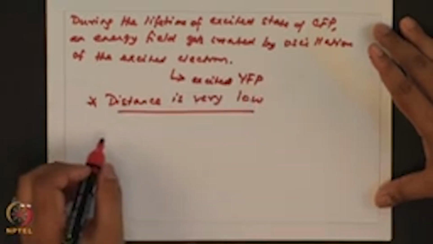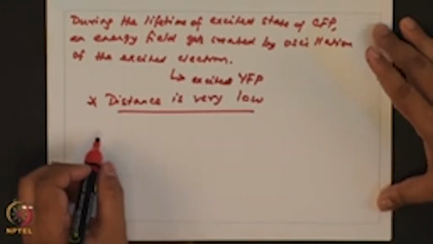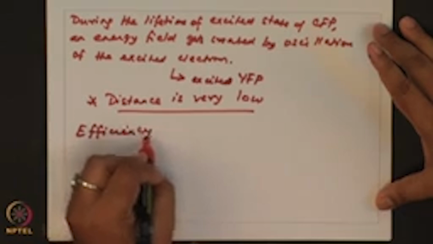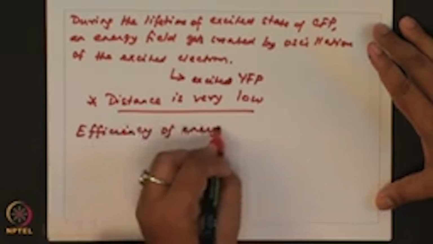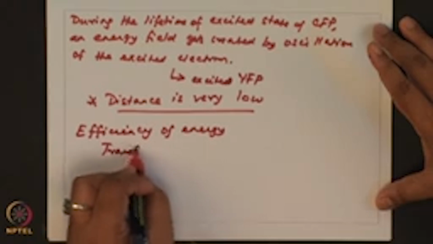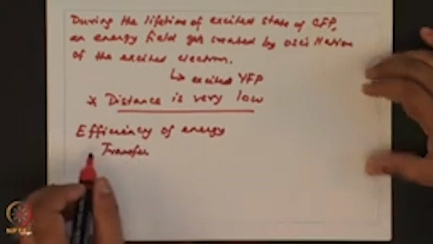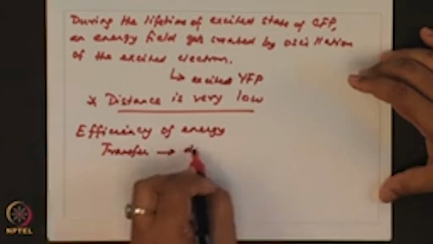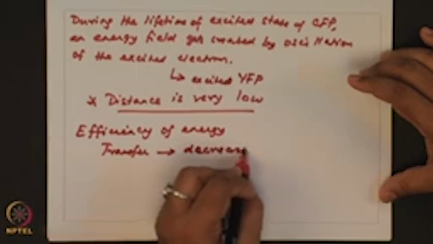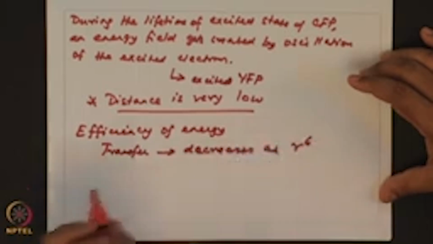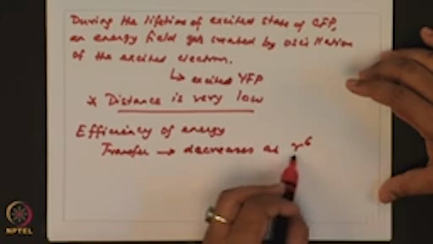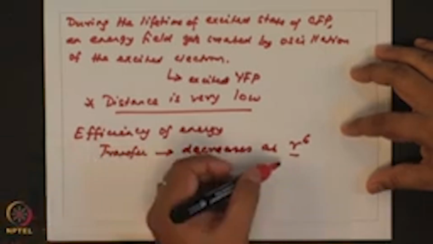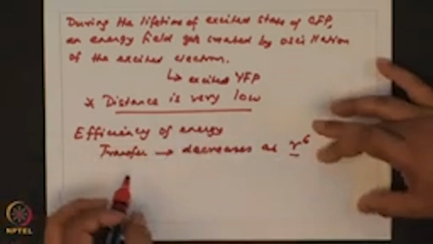Okay. Now, how low is low? So, what has been shown is that the efficiency of this transfer of energy decreases as r to the power 6, which means if r is the separation between these two fluorophores, your energy will decrease as r to the power 6.